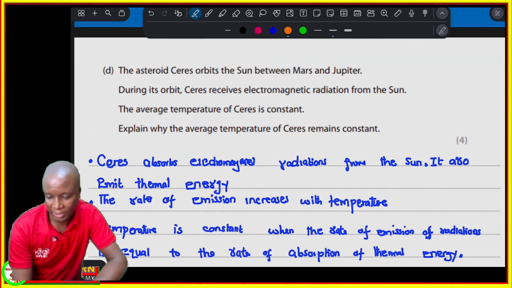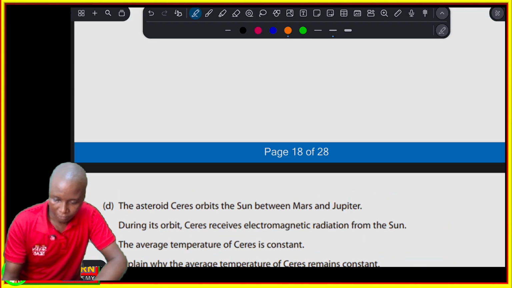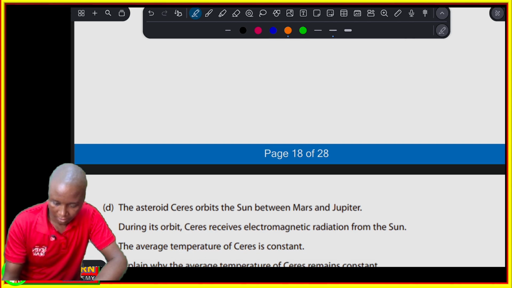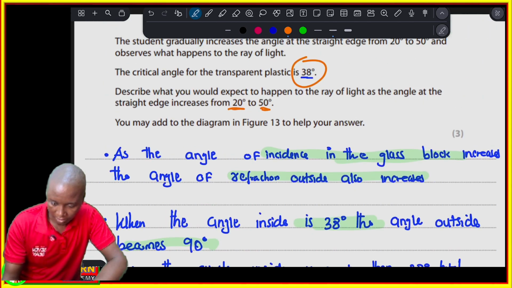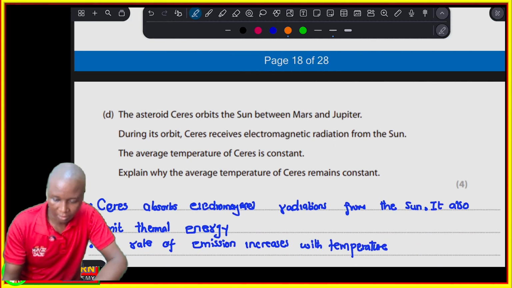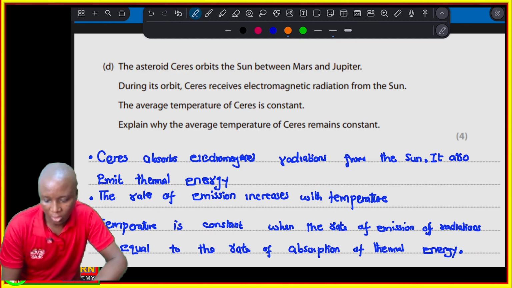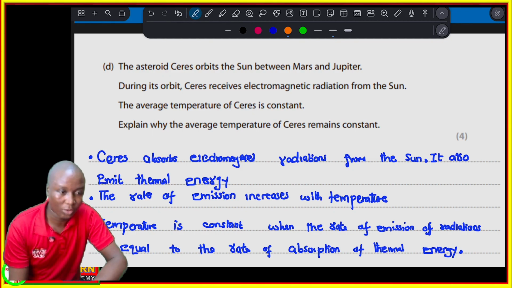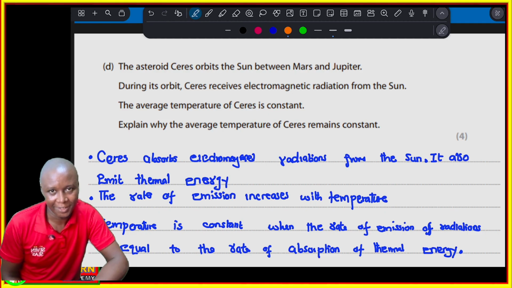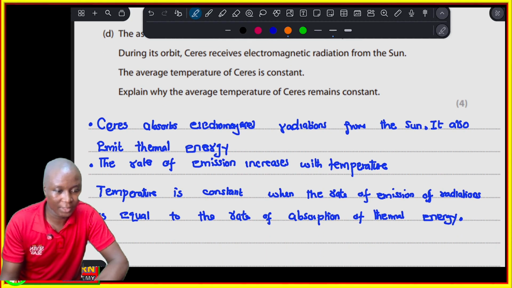We have asteroids, Chaos, orbit the sun. Okay, so let me see. This part C, then we have part D now. Asteroid Chaos orbits around the sun between Mars and Jupiter. During its orbit, Chaos receives electromagnetic radiations from the sun. The average temperature is constant for this particular asteroid. Why is the average temperature constant for this asteroid?